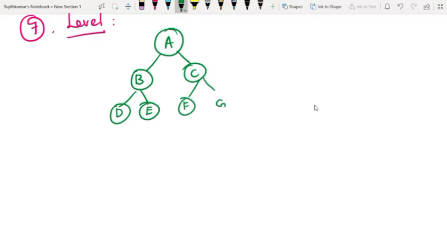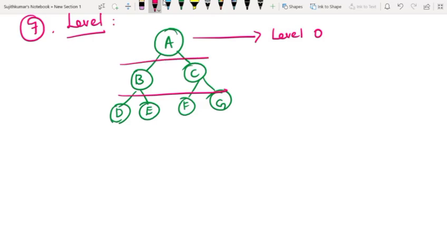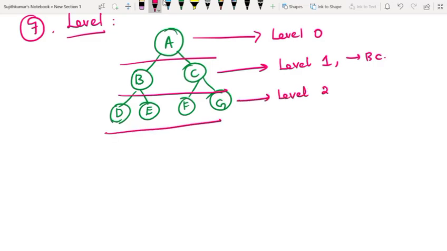Let's say this is my tree. You can also have as many branches, but let me stick with this short example. So this is called level 0. This particular level is called level 1, which contains B, C. And the last level is called level 2, which contains D, E, F, G.